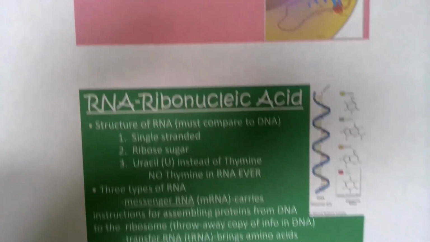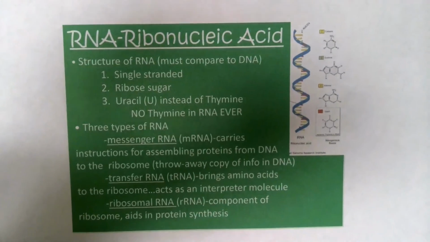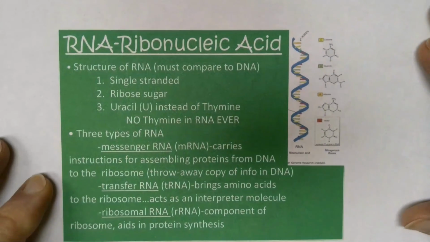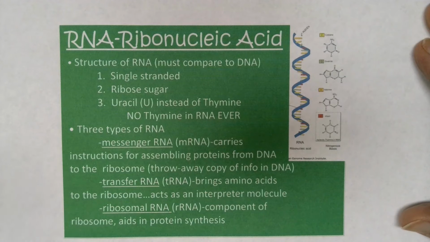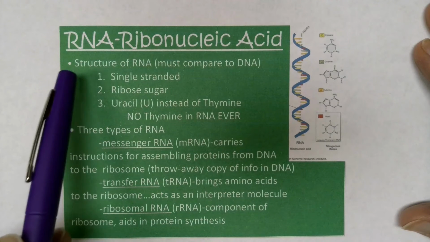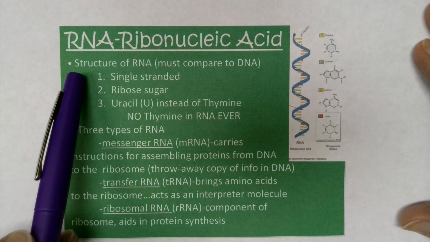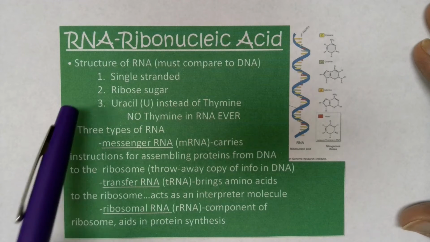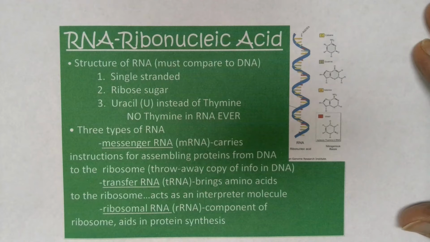RNA stands for ribonucleic acid. The sugar is structured differently, and we don't get into that too much, but it's a ribose sugar, unlike DNA. RNA is single-stranded, and there is never thymine in RNA. The base that replaces thymine is known as uracil. So uracil is literally going to be in the place of thymine.